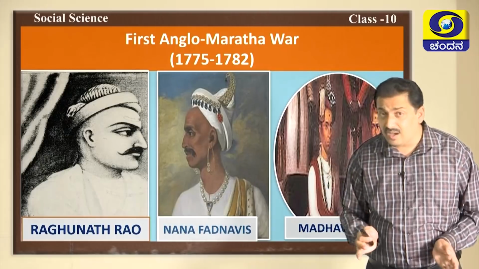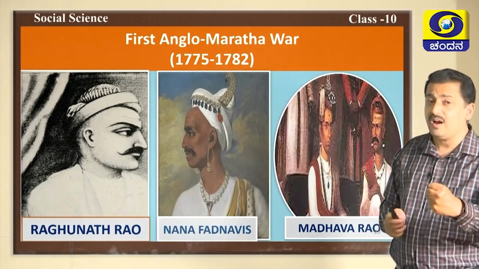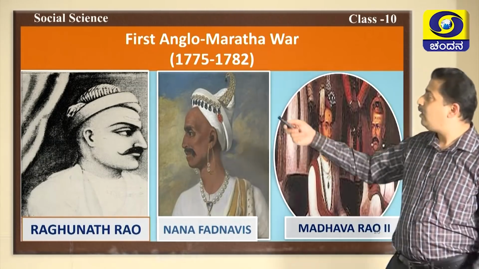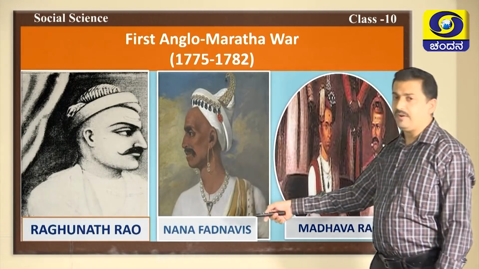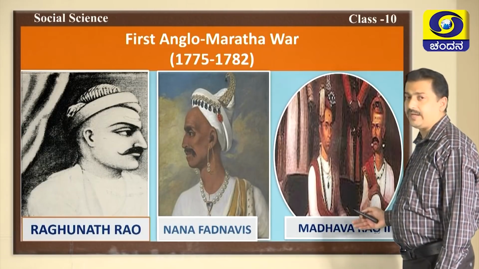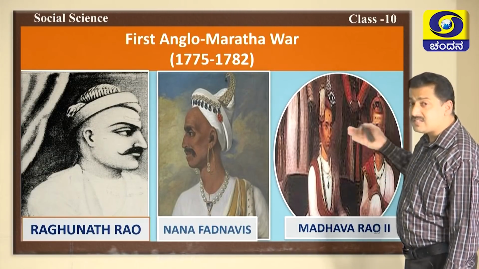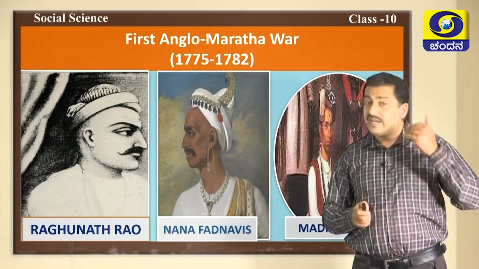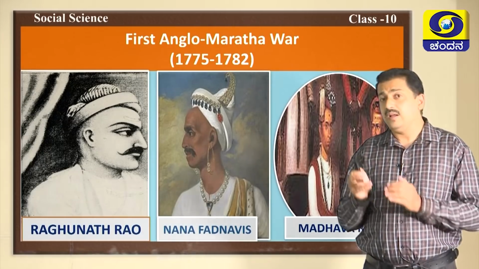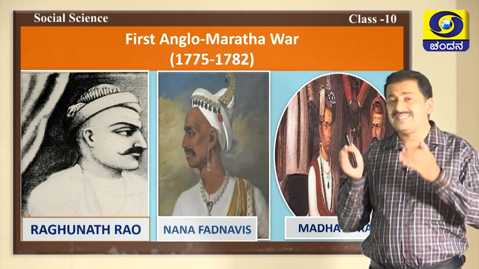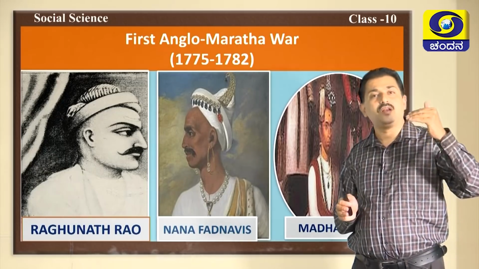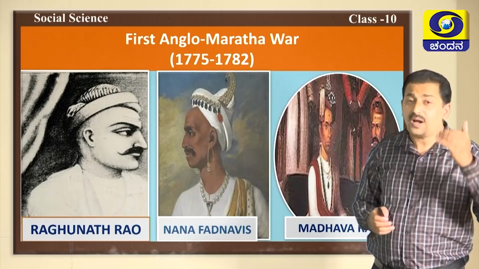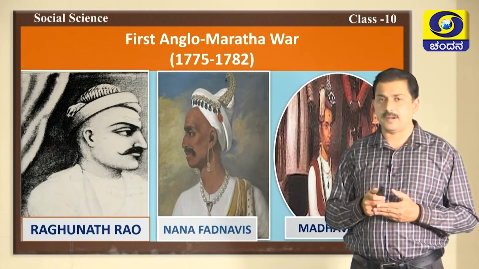But all the Maratha leaders under the leadership of Nana Fadnavis started opposing Raghunatha Rao. Here you have Raghunatha Rao, Nana Fadnavis and Madhavarao II. Madhavarao II was the son of Narayana Rao. Nana Fadnavis was the leader of the Maratha Confederacy. They opposed Raghunatha Rao as he had murdered Narayana Rao. None of the leaders of the Maratha Confederacy were ready to accept Raghunatha Rao as the Peshwa.